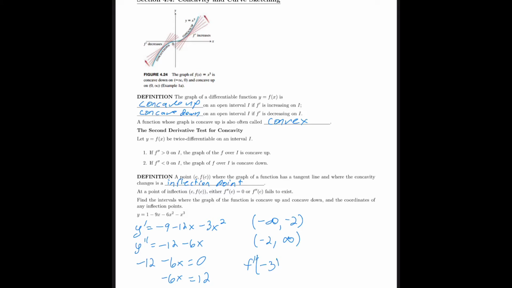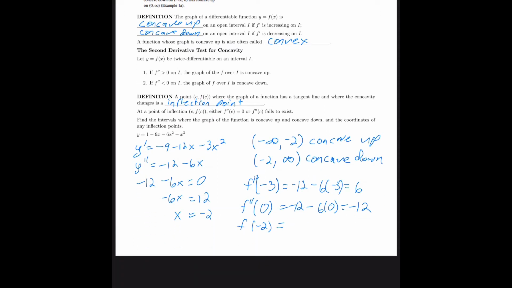To find out which one is which, we plug in a number in each one of those intervals. A number in that first interval is negative 3, into the second derivative. So that'll be negative 12 minus 6 times negative 3, which equals positive 6. So that means this interval is concave up. And then if I plug in a number in this other interval, like 0, I get negative 12. So that's concave down.